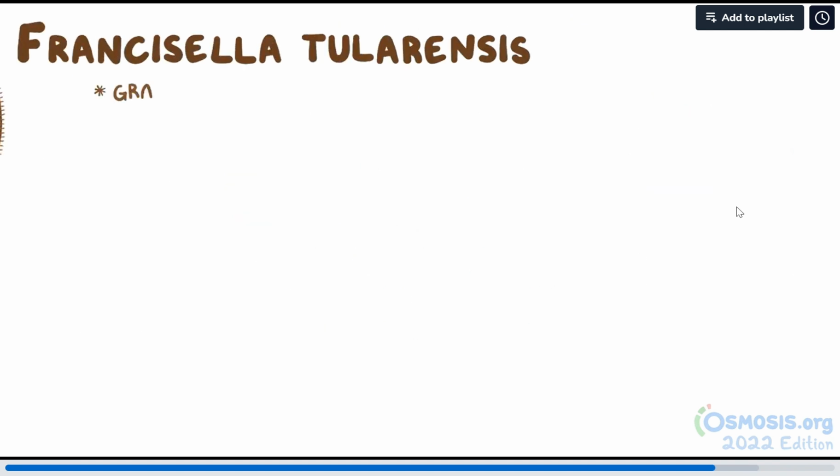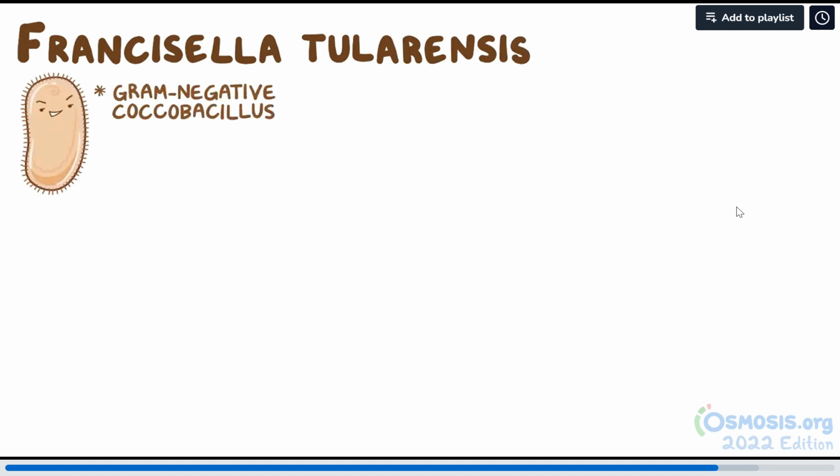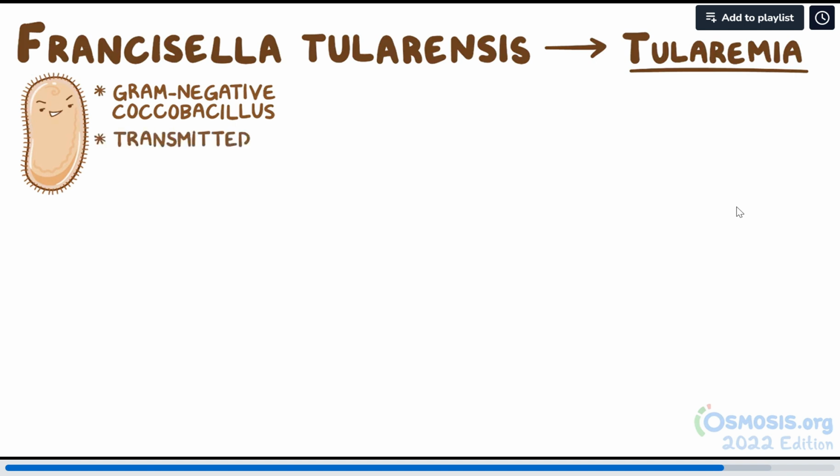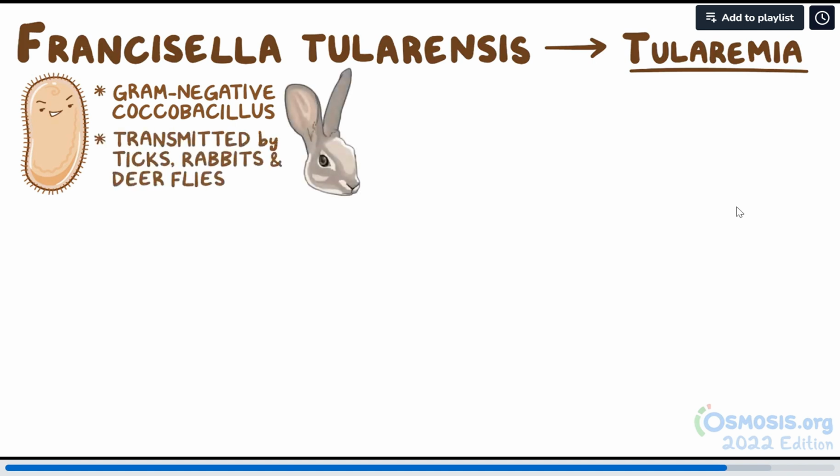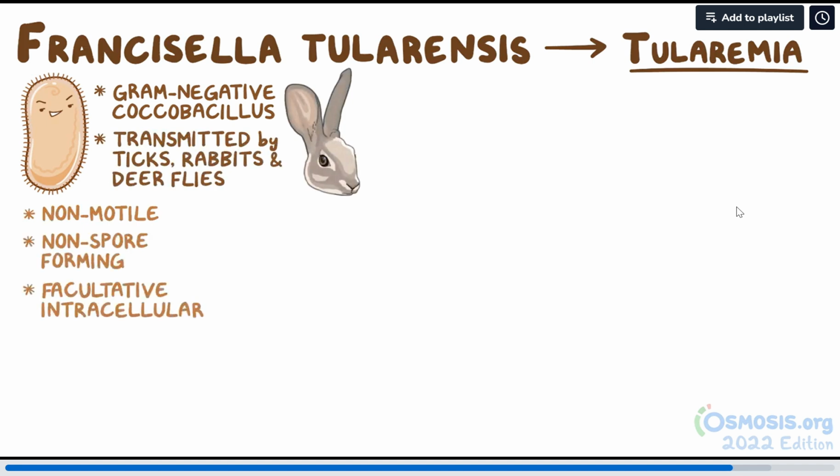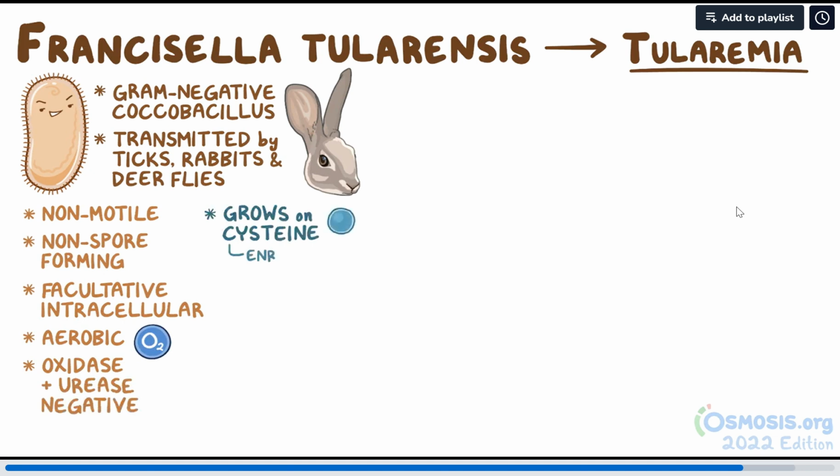Alright, as a quick recap, Francisella tularensis is a gram-negative coccobacillus that produces a zoonotic disease called tularemia. It's transmitted by ticks, rabbits, and deer flies. It's non-motile, non-spore-forming, facultative intracellular, aerobic, oxidase, and urease negative. It grows on cysteine-enriched mediums like cysteine-enriched chocolate agar, BCYE, and CHAB.